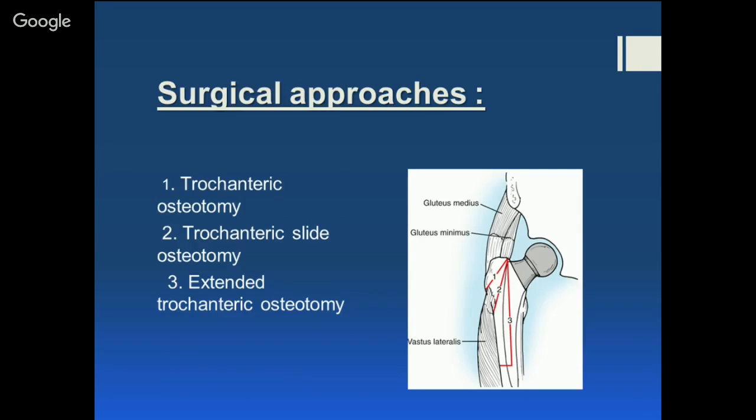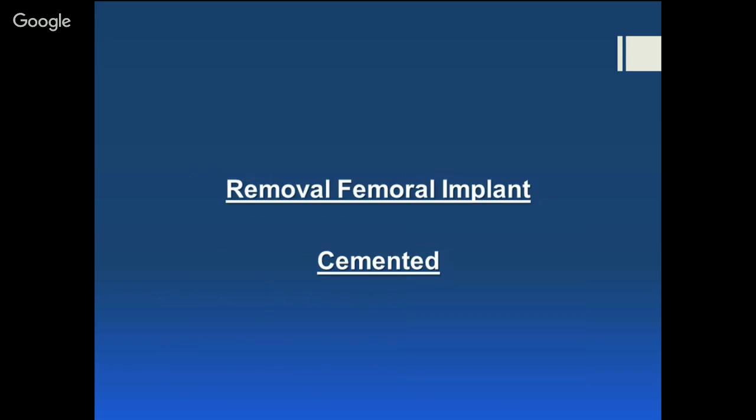Now, what are the approaches for revision arthroplasty? We have a trochanteric osteotomy, we have a trochanteric slide osteotomy, and we are using the extended trochanteric osteotomy. Now, we are all using the extended trochanteric osteotomy. Now, the first stage is the removal of the implant. First, we are discussing the removal of the cemented implant.